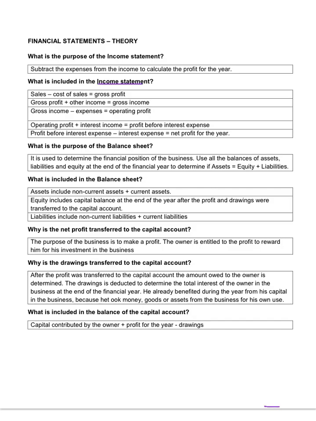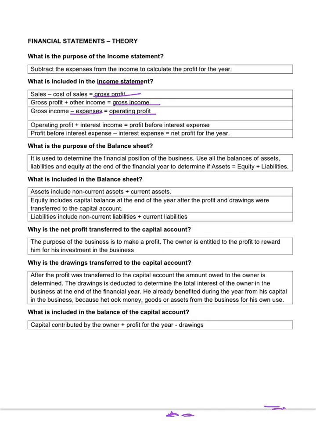At the top part of the income statement, we will do the trading account section, where we will subtract the cost of sales from the sales to calculate the gross profit. We use the gross profit plus other income, for example, discount received, commission received, rent received, to calculate the gross income. Expenses is deducted from the gross income to calculate the operating profit.